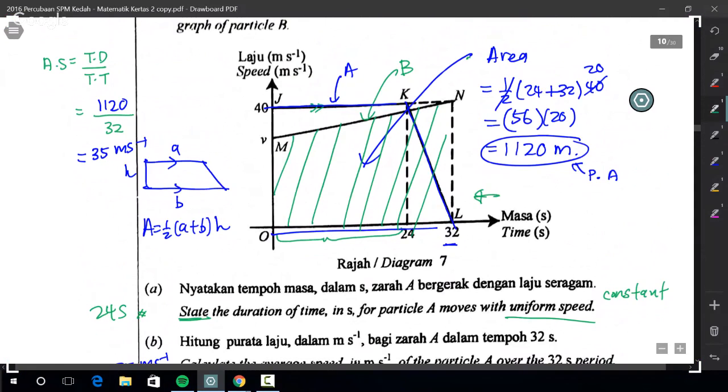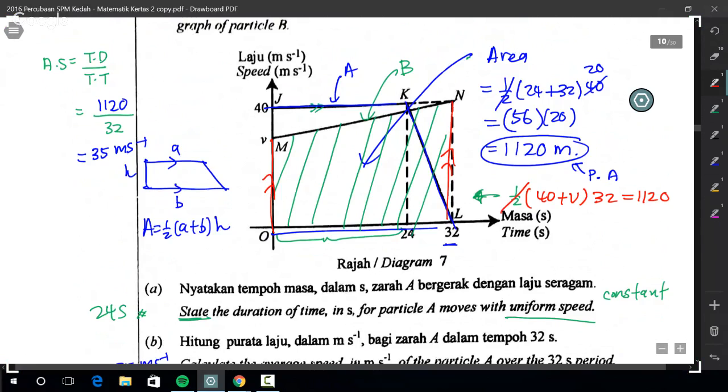It basically is half. A is over here. Just in case you don't see any A here, this is the A, this is the B. My A over here is 40, B is basically V. Multiply the height, which will be 32, equals 1120, because the question tells me it's the same distance.